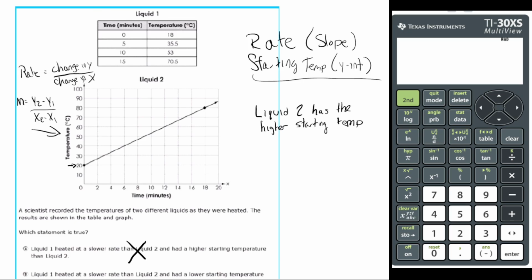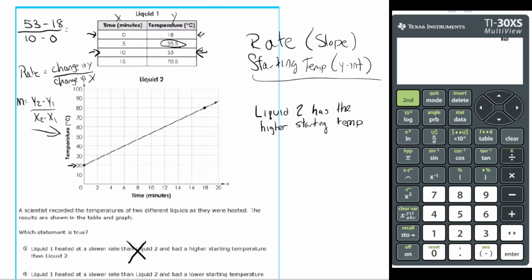So I'm going to pick the points that are the easiest to work with. So for me, that is 0 and 18, with this being our x column, this being our y, and 10, 53. Why? 0 is a great number to work with, and 10 is a great number to work with. 5 is also a good number to work with, but this has a decimal, and I don't like decimals. So I'm going to ignore that. So my change in y, that's 53 minus 18, over my change in x, which is 10 minus 0.